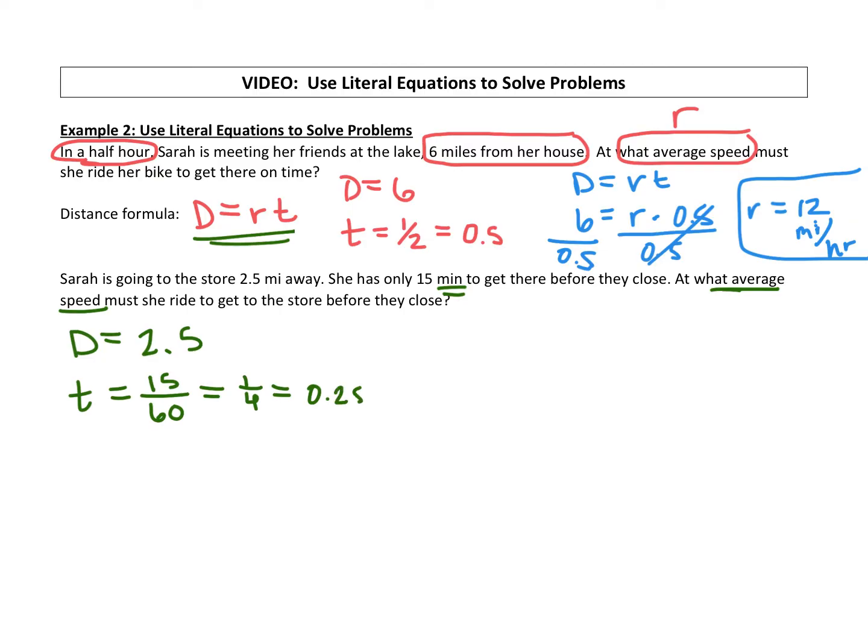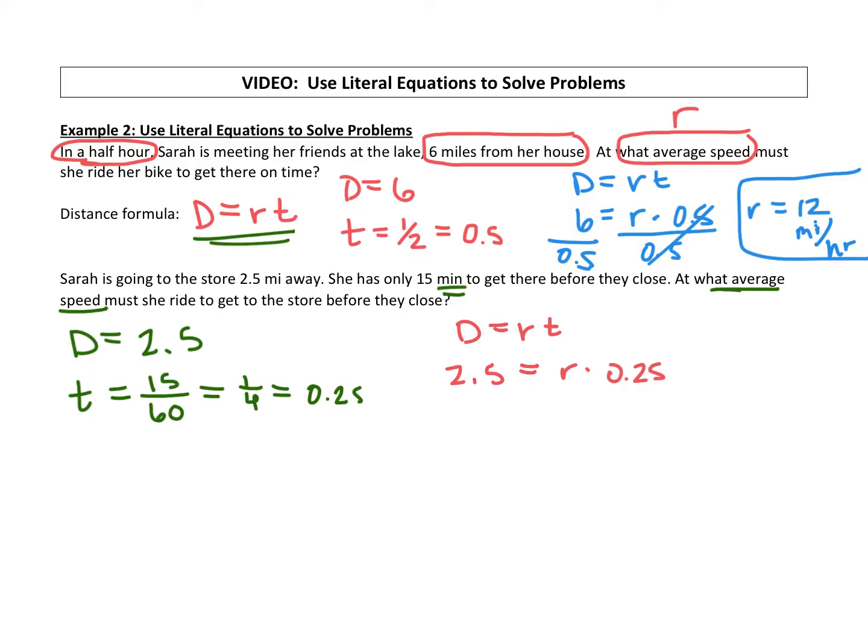All right, let's set up our formula. We have distance equals rate times time. I'm going to fill in what we know. We know our distance is 2.5. We don't know the rate because that's what they asked us to find, the average speed. We're going to multiply that by the time, which is a 0.25. And if you write in just 0.25, that's the same thing.